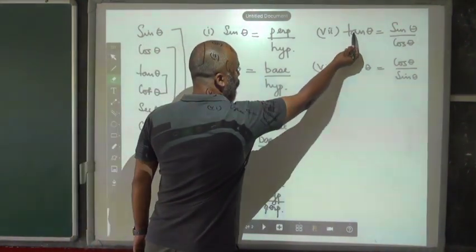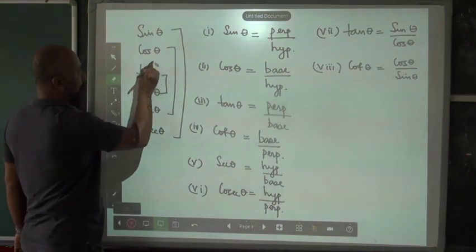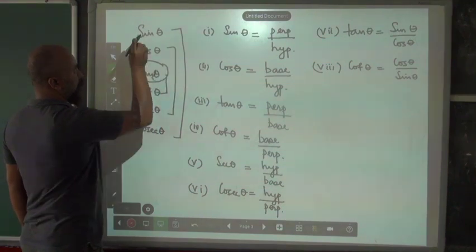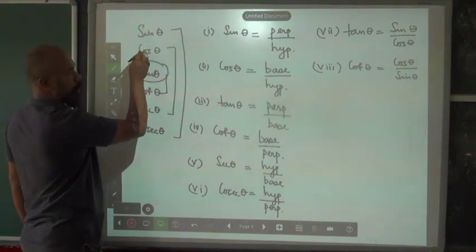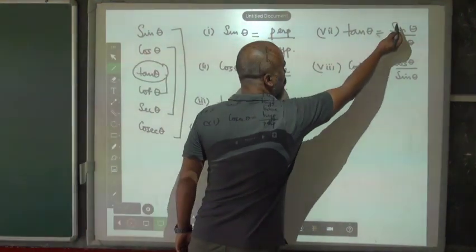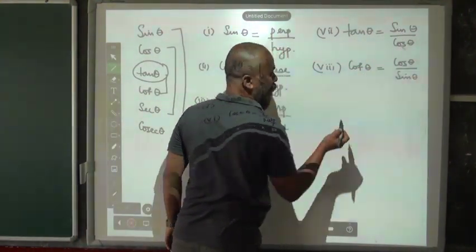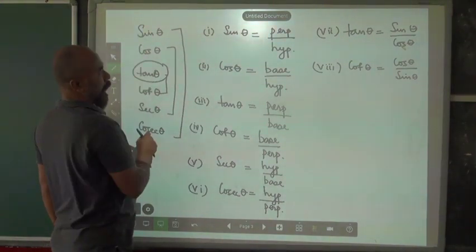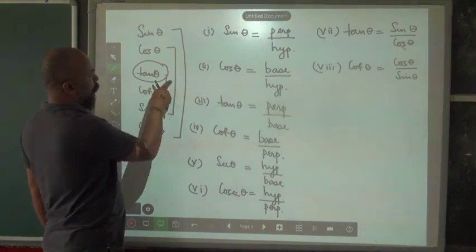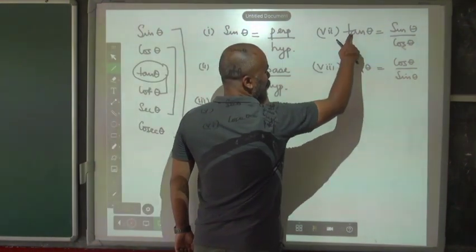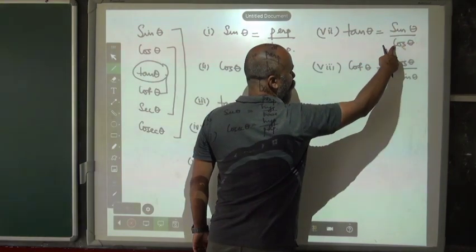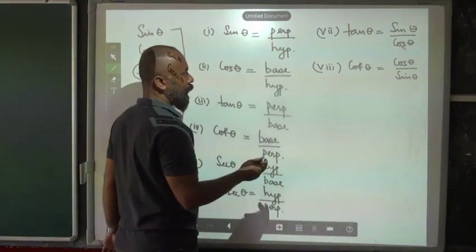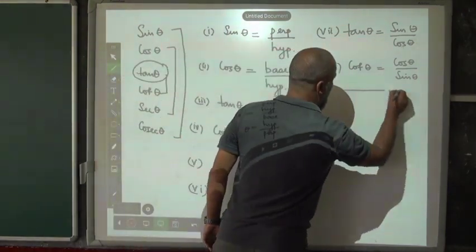Then we come to the seventh formula that we have, which is tan theta is equal to sine theta divided by cos theta. So you can remember here, tan is equal to sine divided by cos. Then cot being the reciprocal of tan: since tan is sine by cos, cot becomes the reciprocal of that, or cos by sine. Okay with that?